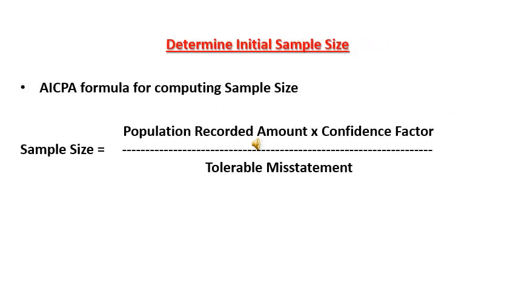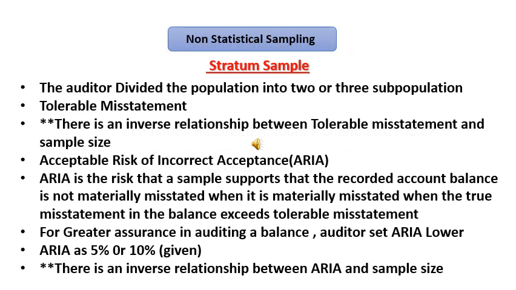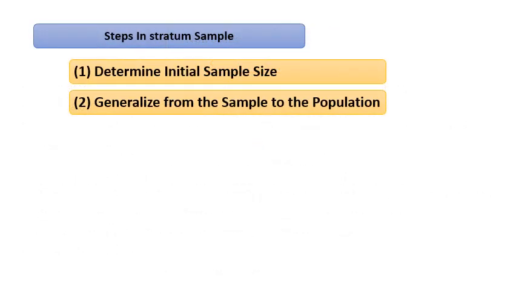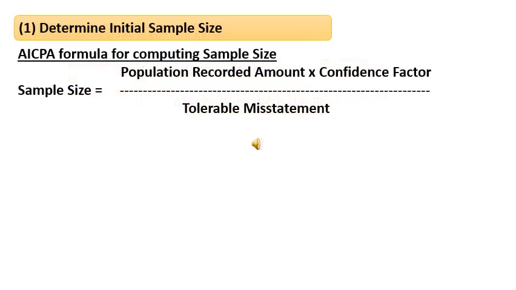Calculate the initial sample size. Sample size equals the population recorded amount times the confidence factor, divided by the tolerable misstatement. Stratified sampling: in this type of sample, the auditor divides the population into subpopulations called strata. Initial sample size equals the population recorded amount times the confidence factor divided by the tolerable misstatement.